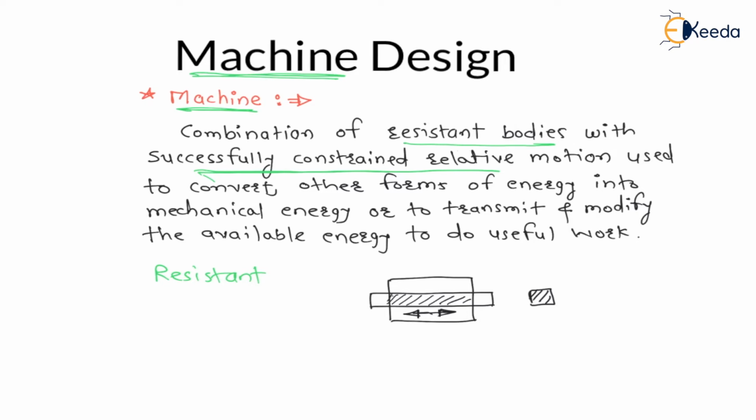Only one motion. Now this machine is used to convert any form of energy into mechanical energy or to obtain useful work, right? And also in the 3 Idiots movie you have heard a definition of machine. This is also a definition of machine: machine is anything which will simplify human life.